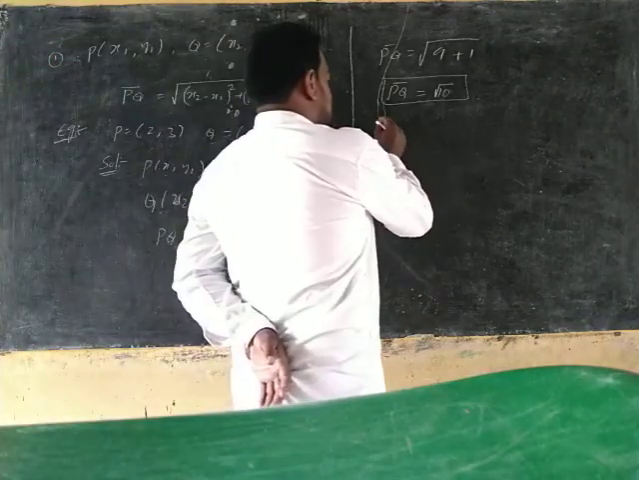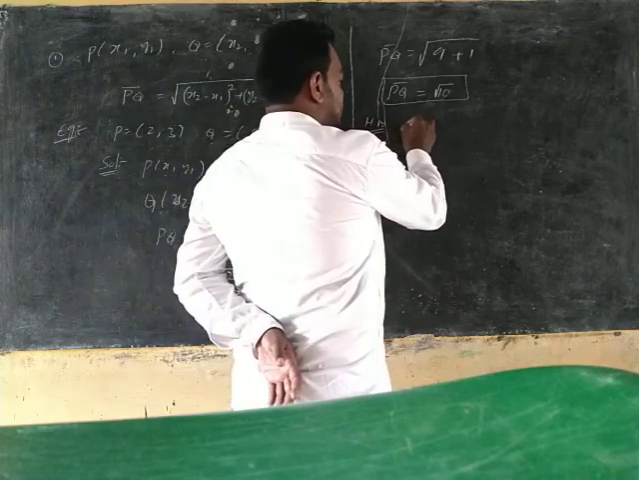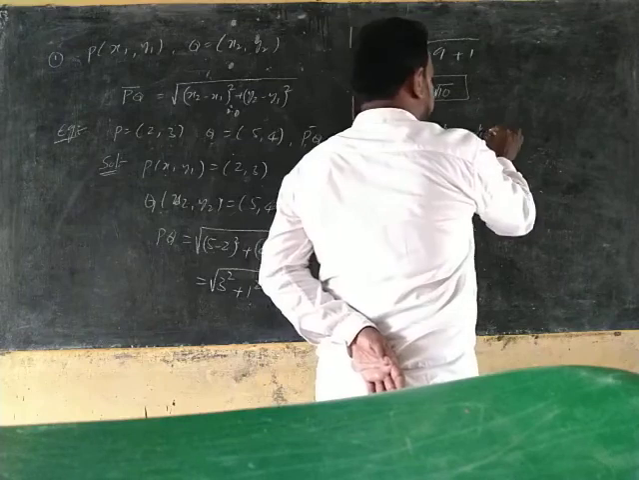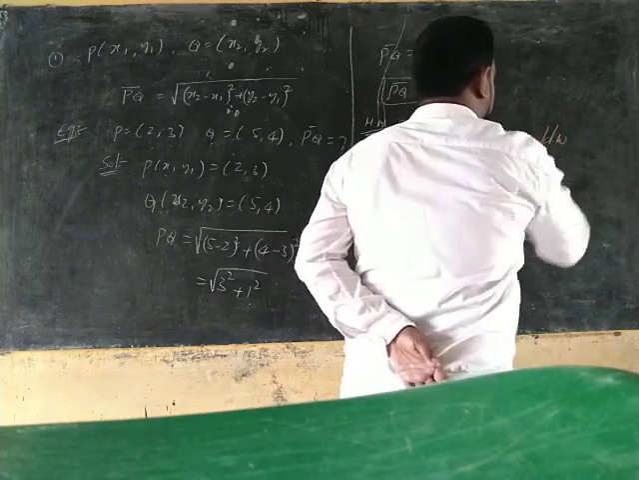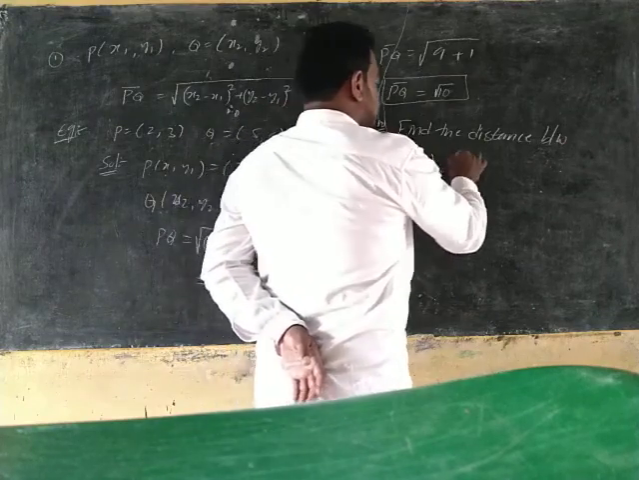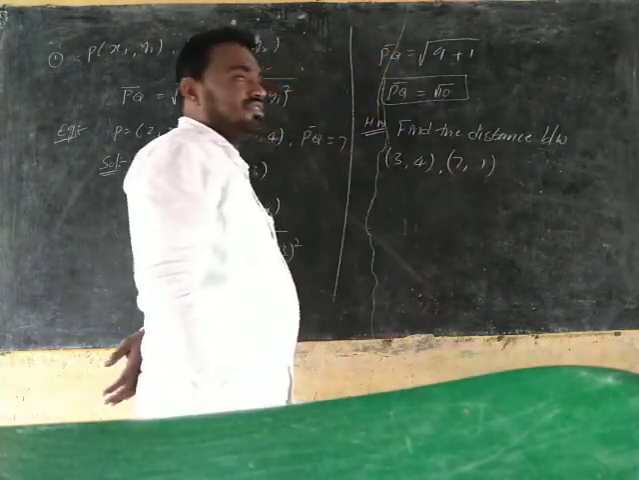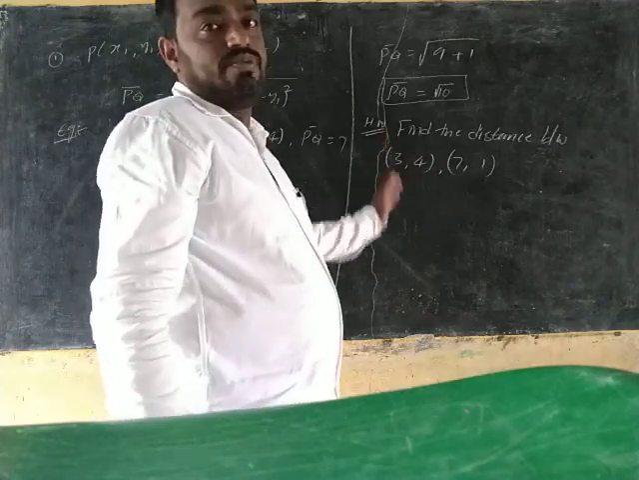This is a homework question for you. Find the distance between (3, 4) and (7, 1). You find the distance between these two points.